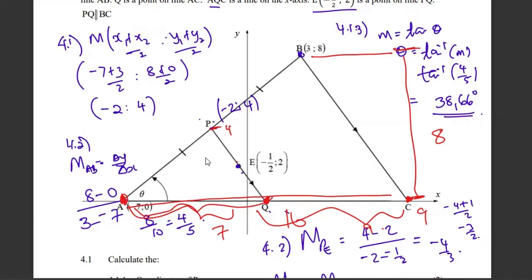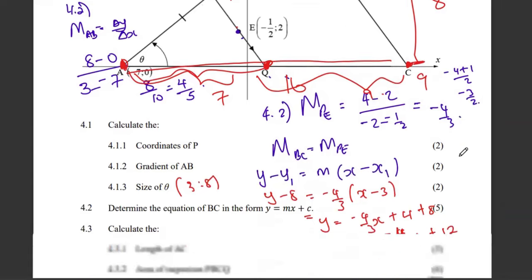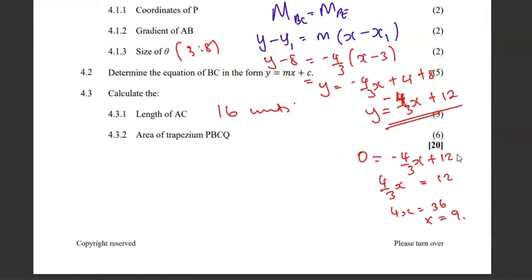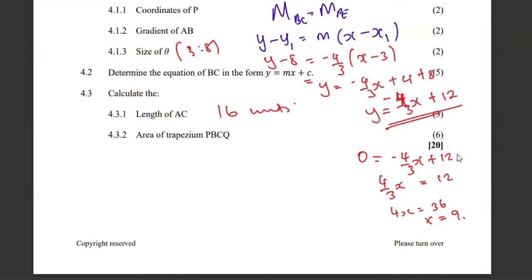Okay, we can do that, but it's not going to help me. Let me use P to find the equation of PQ so that I can get the coordinates of Q. Remember we said the gradient is -4 over 3. So it's a negative. So we're using -2 and 4.